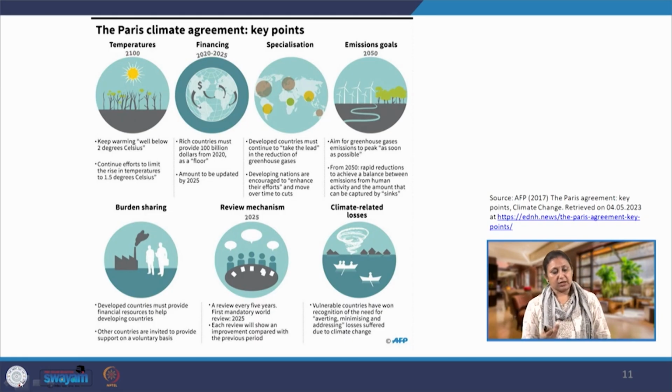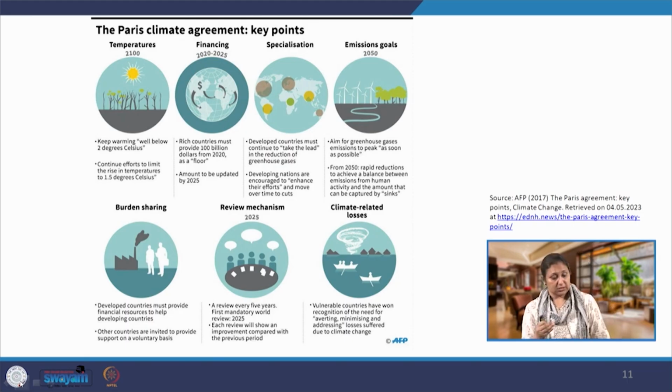Then we are talking about specialization. It asks developed countries to take the lead in reducing greenhouse gases, while developing nations are encouraged to enhance their efforts. So, that is within specialization. And as far as emission goals are concerned, the goals have been set for 2050 and the intent is to reduce the greenhouse gas emissions, and overall a balance has to be achieved between emissions from human activity and the amount that can be captured by the sinks. So, kind of striking a balance.